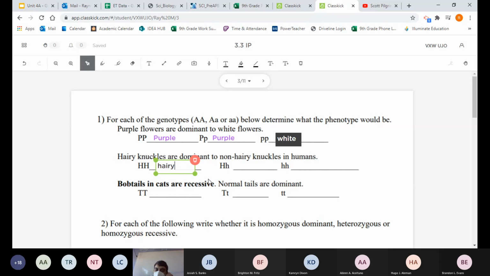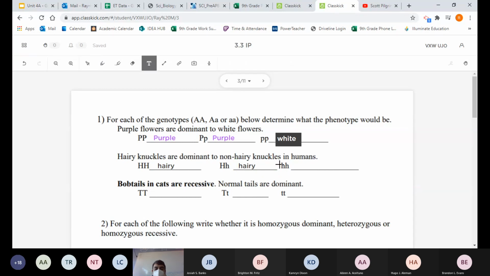And just like what we saw with the purple, even if you have a recessive allele, you must have two recessive alleles to express it. So big H, little h, you still have that dominant trait, so that means that you're going to have hairy knuckles.